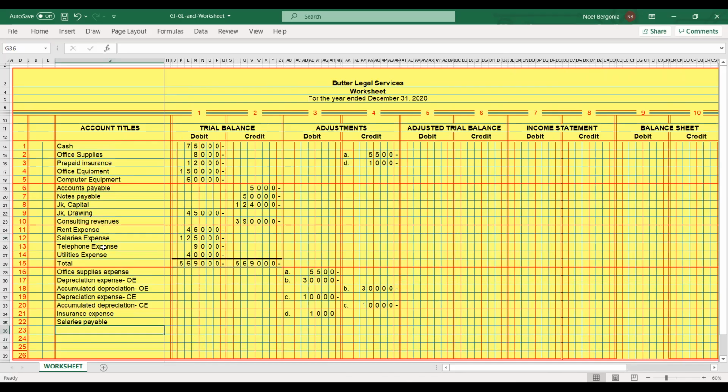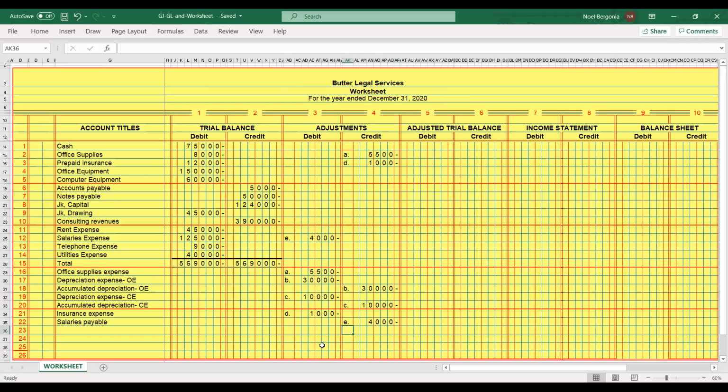Okay, so debit salaries expense daw, letter E. So, lagay sa debit, letter E, 4,000 pesos. Okay? And credit salaries payable, letter E, no? 4,000 pesos. Okay? So, make sure that you have incorporated all of the data for adjustments. So, in our case for this problem, no, we have already included everything. So, we're done with our adjustments.